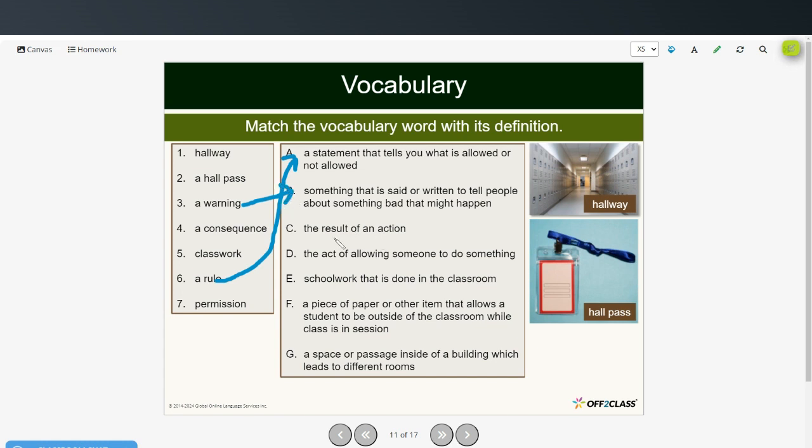The result of an action is a consequence. The act of allowing someone to do something is permission. Schoolwork that is done in the classroom is classwork. A piece of paper or other item that allows a student to be outside of the classroom while the class is in session, that is a hall pass. And here's a picture, an example of a hall pass. And a space or passage inside of a building which leads to different rooms, that is a hallway.